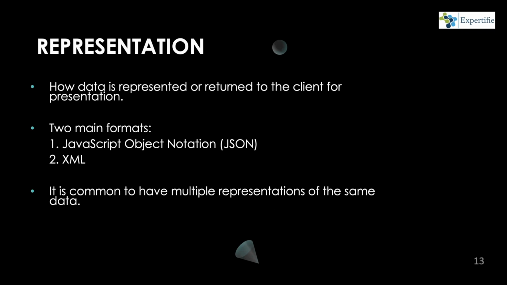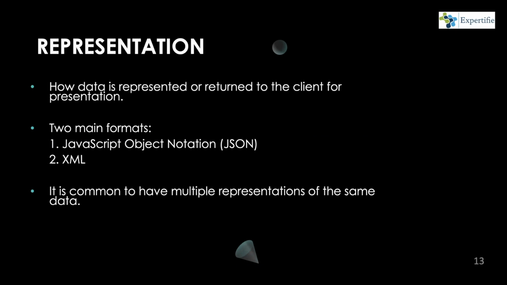What is representation? Representation is basically how the data is represented or how the data is presented to the client. Okay. And there are basically two main formats which we have in our REST API. First is JSON, which is JavaScript Object Notation, and XML is Extensible Markup Language. And as I earlier said, among these two, JSON is most preferred in today's industry. But if you have a legacy system, then there is a chance that you might have an XML format API.